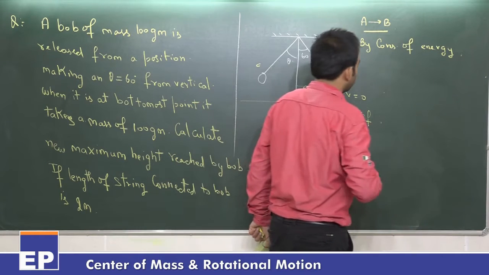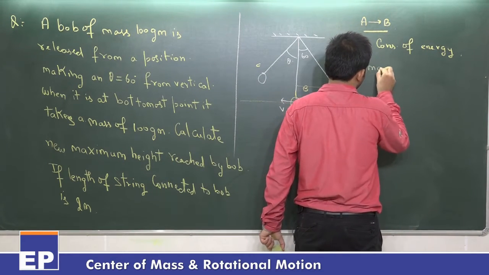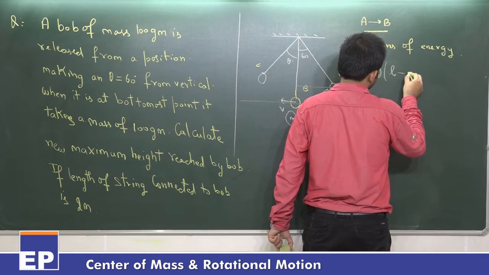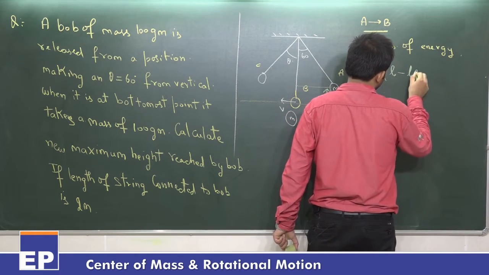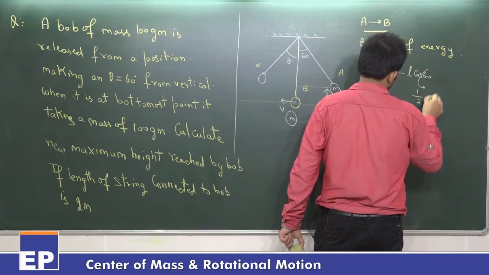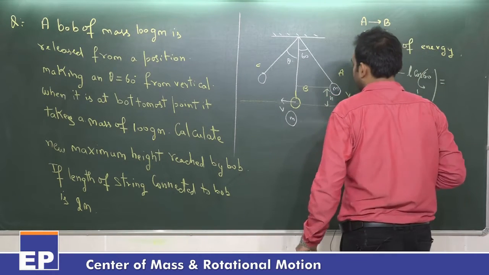That is L minus L cos theta. So we can say m g h. h is how much? L minus L cos theta. Cos 60 is 1 by 2. So L minus L cos 60.